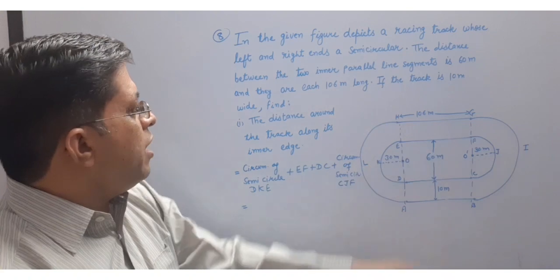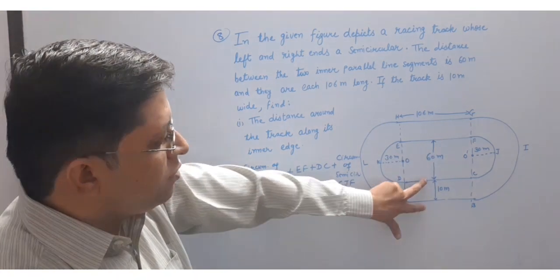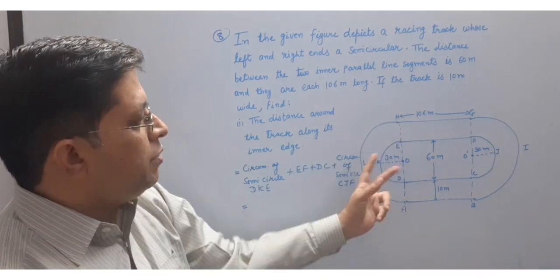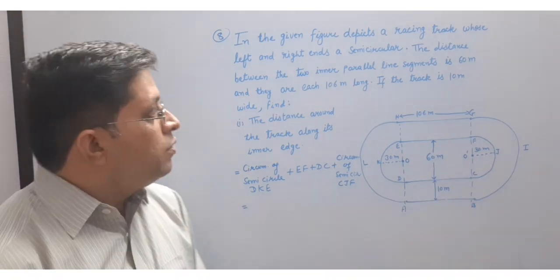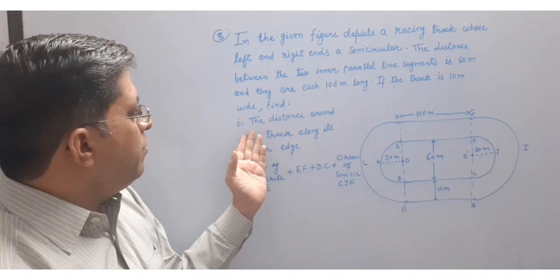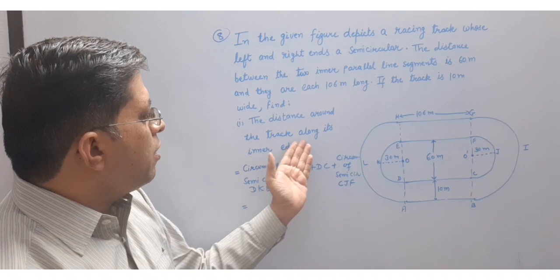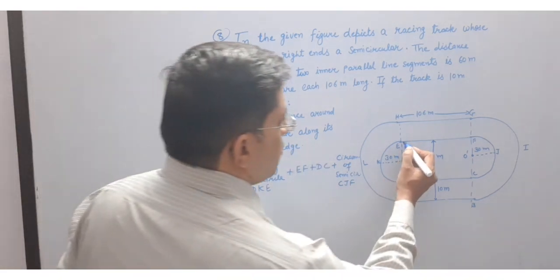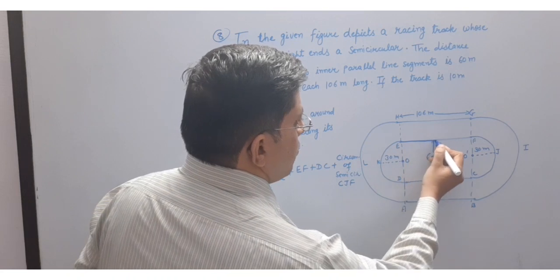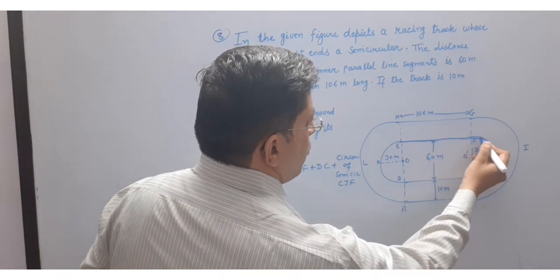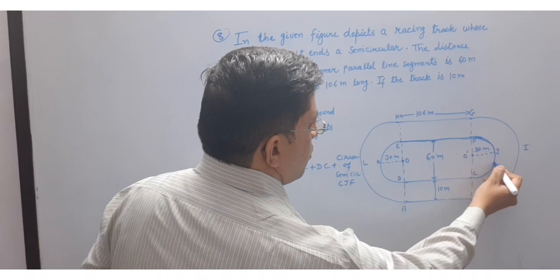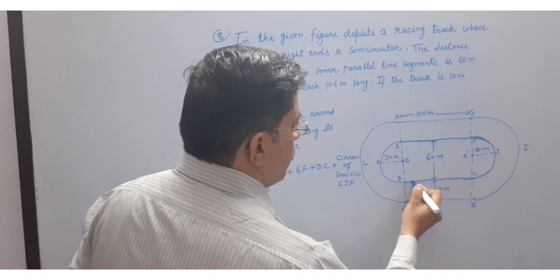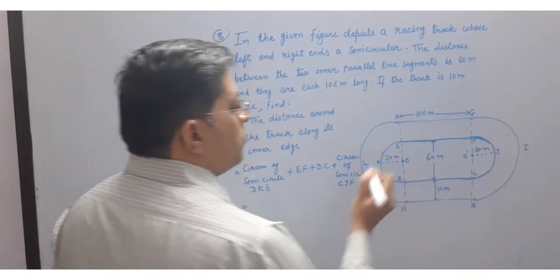If the track is 10 meter wide, the wideness is this: 10 meter, 10 meter. Then what to find? The distance around the track along its inner edge. Along its inner edge means this distance from here to here, all this you have to find out.